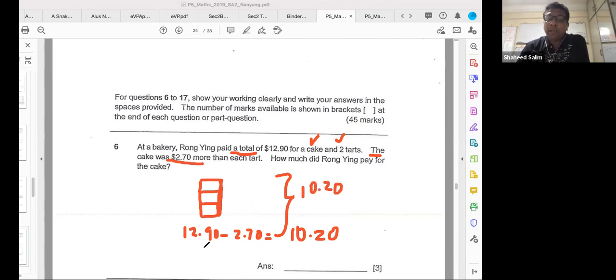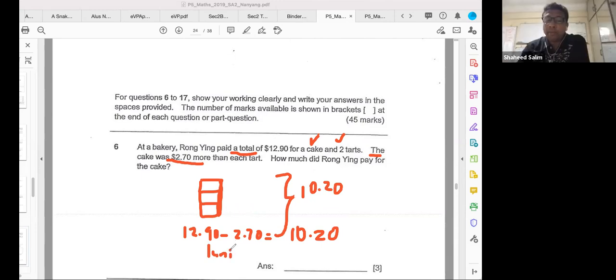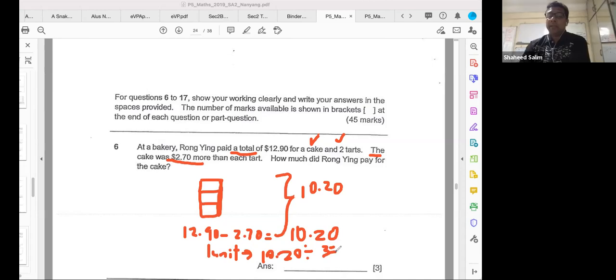You find 1 unit. 3 units is 10.20, so 1 unit is how much? 10.20 divided by 3, right? So what's the answer? 10.20 divided by 3. You get $3.40. Let me see. Correct, right? $3.40. This is the cost of the tart, but they didn't say.